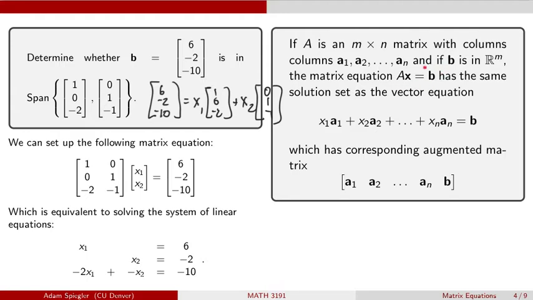And so solving this matrix equation is equivalent to asking, can we find linear combinations of these vectors that are going to give us b, which is equivalent to a system of linear equations such as the one below that are going to have augmented matrix a1, a2, b. So we can solve this matrix equation using methods that we've already discussed, namely working with augmented matrices and using row reduction on those.